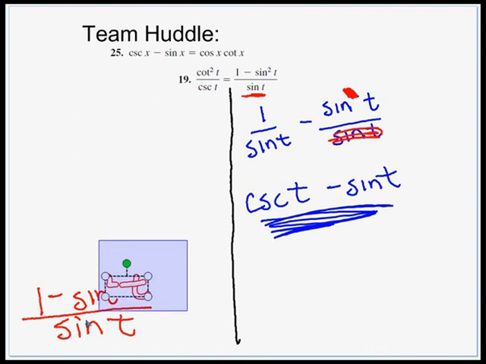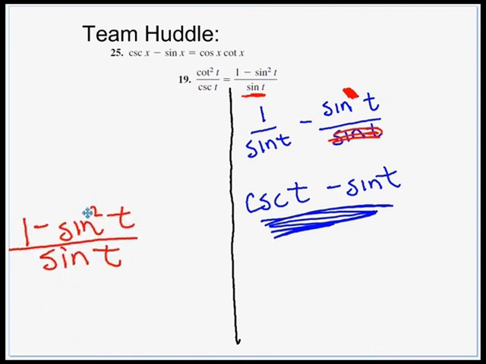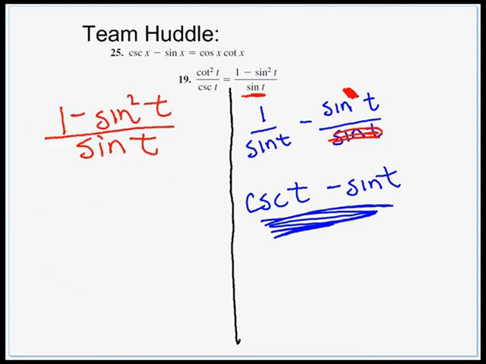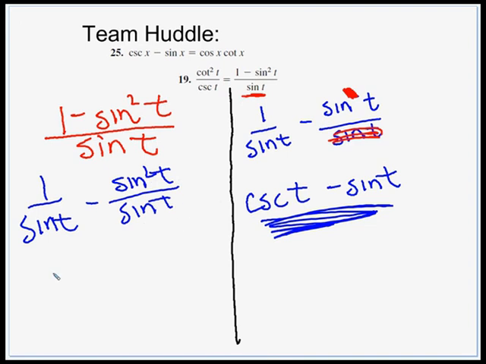So again, on these problems, there are usually several ways to get the right answer. Some might be longer than others, some might have some wrong turns, but you can usually work them out. So when we got down to here, again, we're going to break it apart just like we did on the right. 1 over sine t minus sine squared over sine t, and we get the exact same thing. Cosecant of t minus sine t. So they do match up.